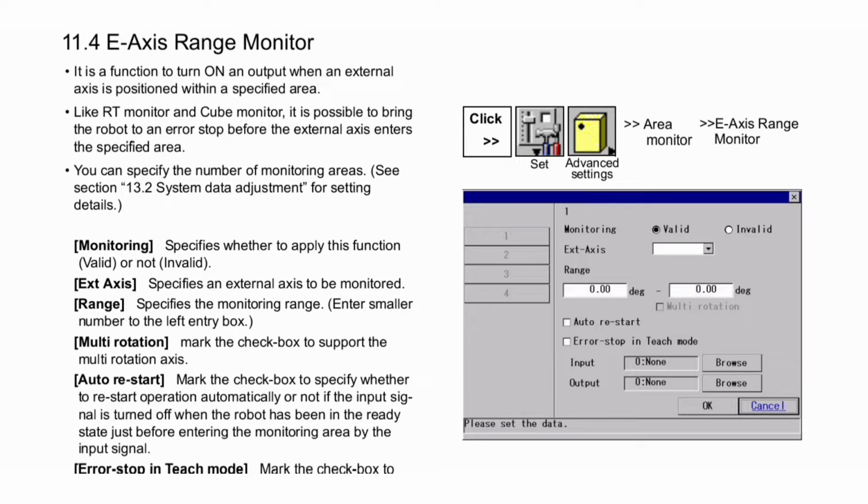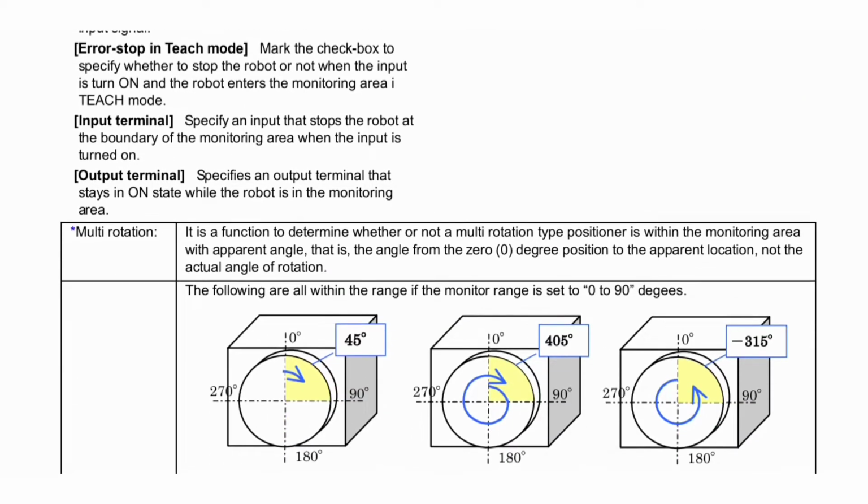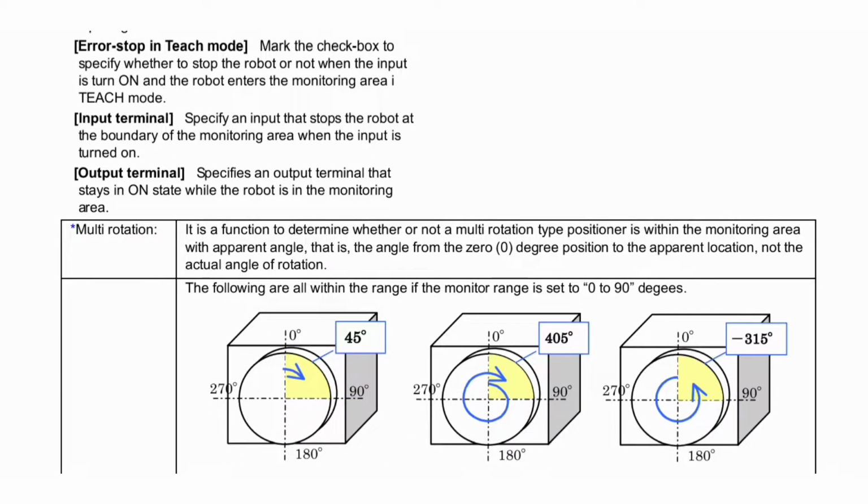Auto restart. Mark the checkbox to specify whether to restart operation automatically or not, if the input signal is turned off when the robot has been in the ready state just before entering the monitoring area by the input signal. Error stop in teach mode. Mark the checkbox to specify whether to stop the robot or not when the input is turned on and the robot enters the monitoring area in teach mode.